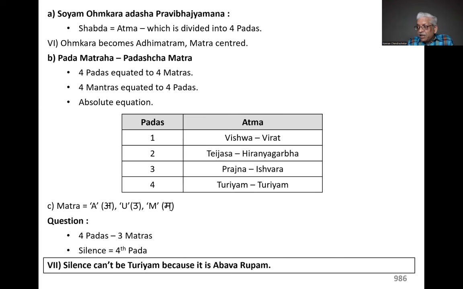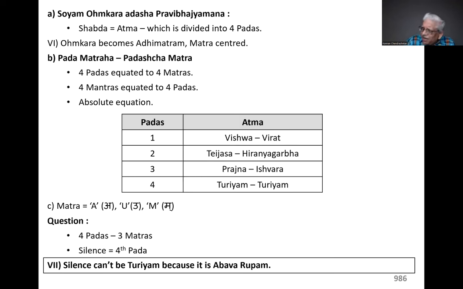Even in the dream, the Jiva is there. But in what form? Not in the Vishwa physical body form, but in the dream state, he is in the subtle form. That is represented by U. Then the last pada, Ma. Ma stands for Prajna, the sleep state. So all the three states are beautifully covered in this Om. That is what the Upanishad reveals.